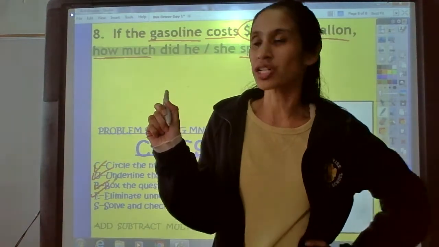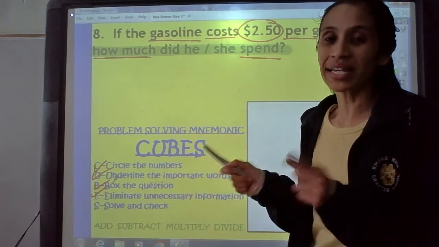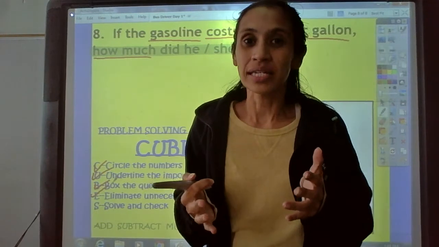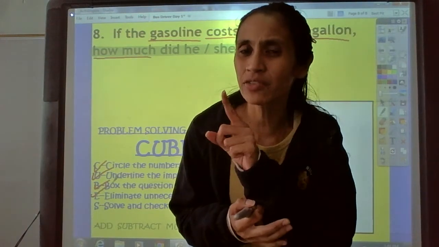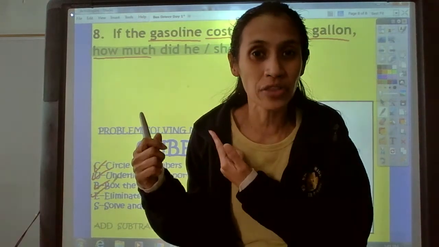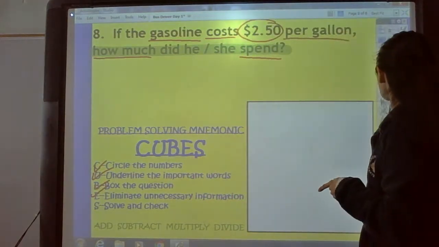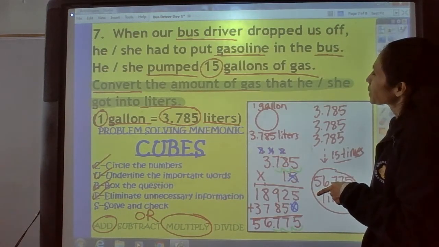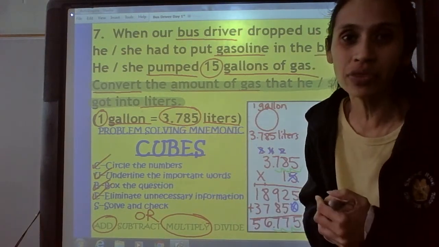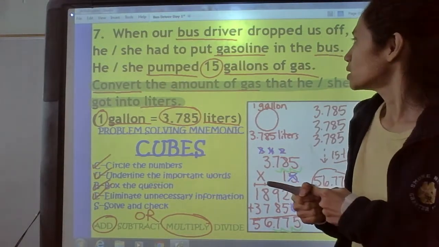So let's look at the question. It says, if the gasoline costs $2.50 per gallon, for 1 gallon, how much did he spend? Okay, not $2.50. Did he or she just put 1 gallon of gas in the bus? Well, you don't know in this question, but guess what? Look back at the last question. Let's go back to the last question. Bam, right there. How much gas did he or she put in, I was going to say in the van, not in the van, bus. We need something bigger for all the kids.